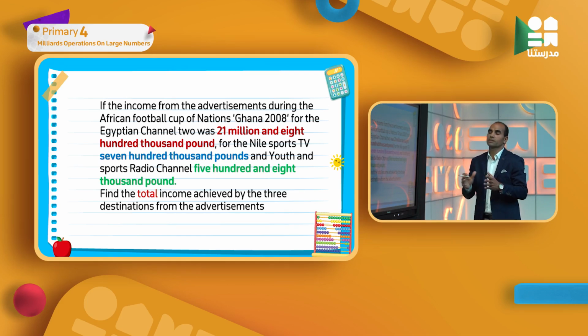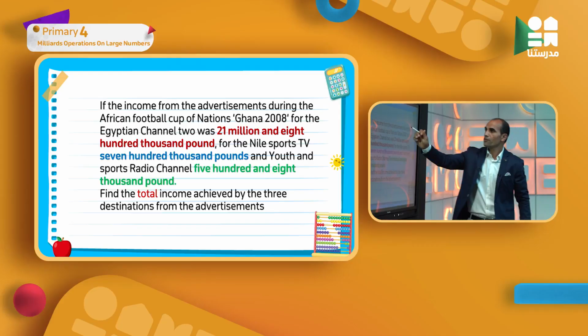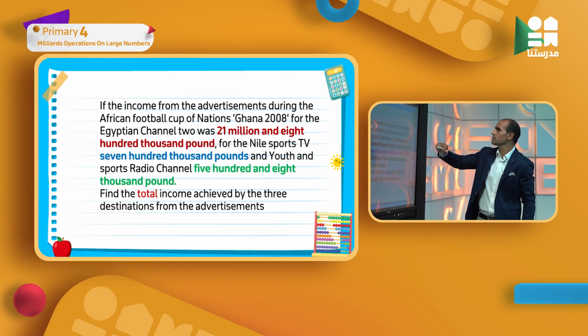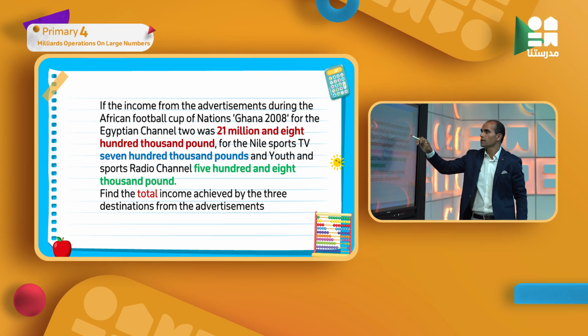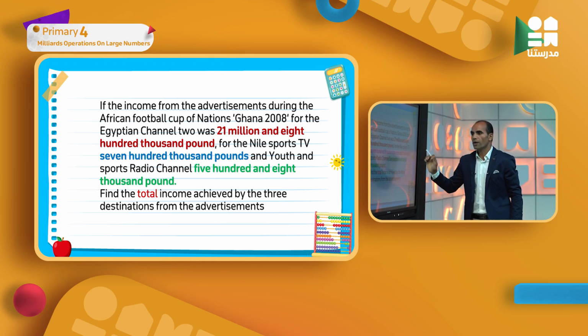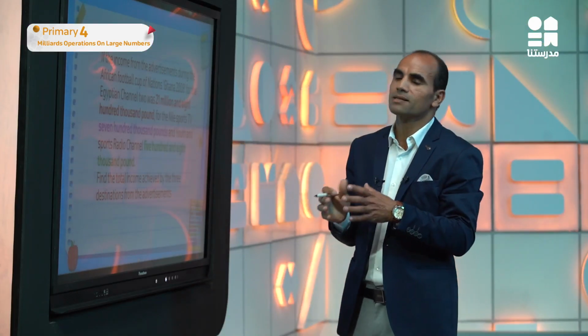Another word problem on addition operation. Why addition operation? I will tell you. احنا ليه قلنا اللي هي addition operation؟ هقول لكم. If the income from the advertisements during the African Football Cup of Nations Ghana 2008 for the Egyptian Channel 2 was 21,800,000 pounds. For the Nile Sports TV, 700,000 pounds. And Youth and Sports Radio Channel, 508,000 pounds.